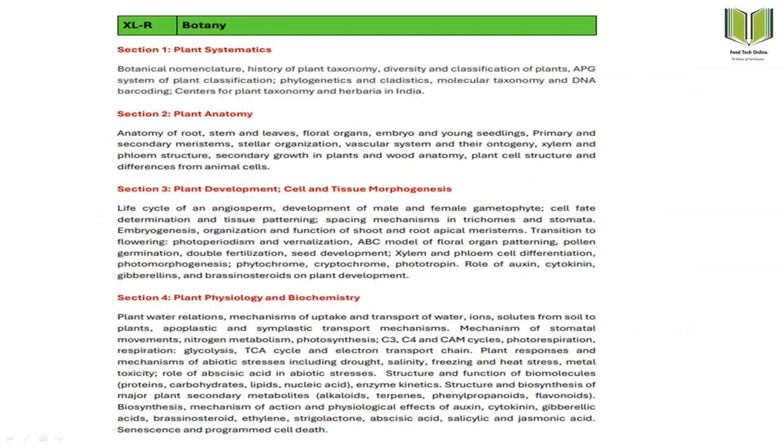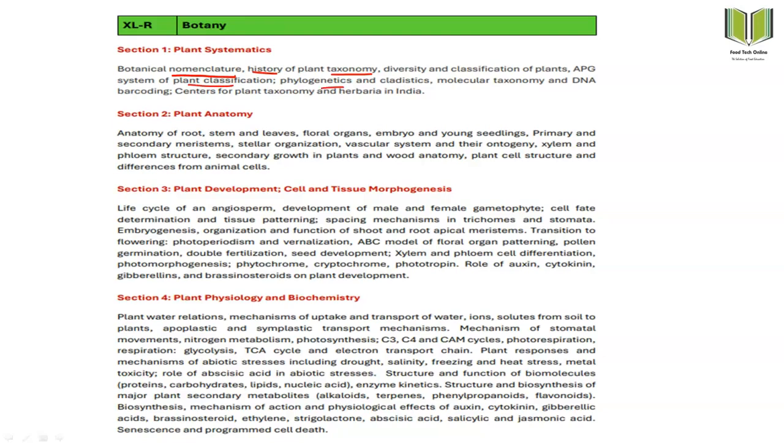Then afterwards we will be seeing the portion which is known as botany. In botany we will be starting with plant systematics, where we will learn about the nomenclature, history and plant taxonomy. How has the classification of the plant kingdom been done? Who is the father of the plant kingdom? We will be seeing then classification of plants, the APG system of plant classification, phylogenetics.